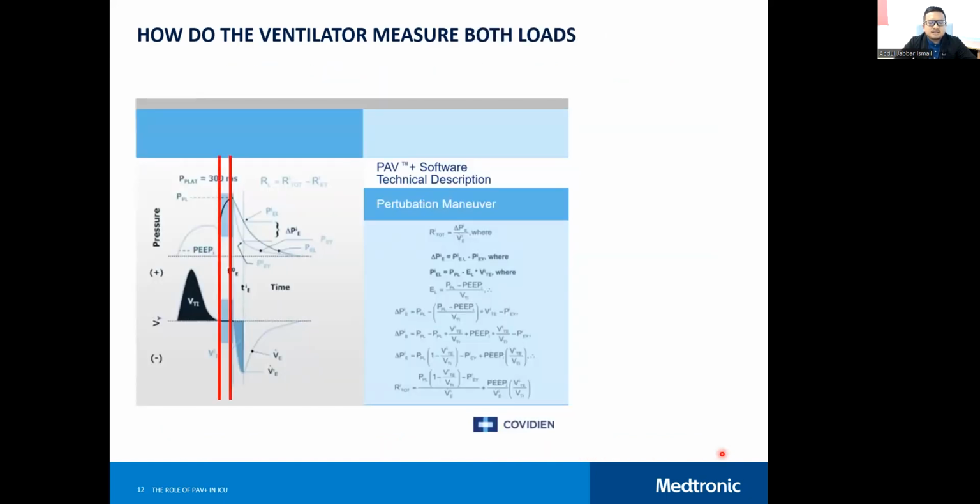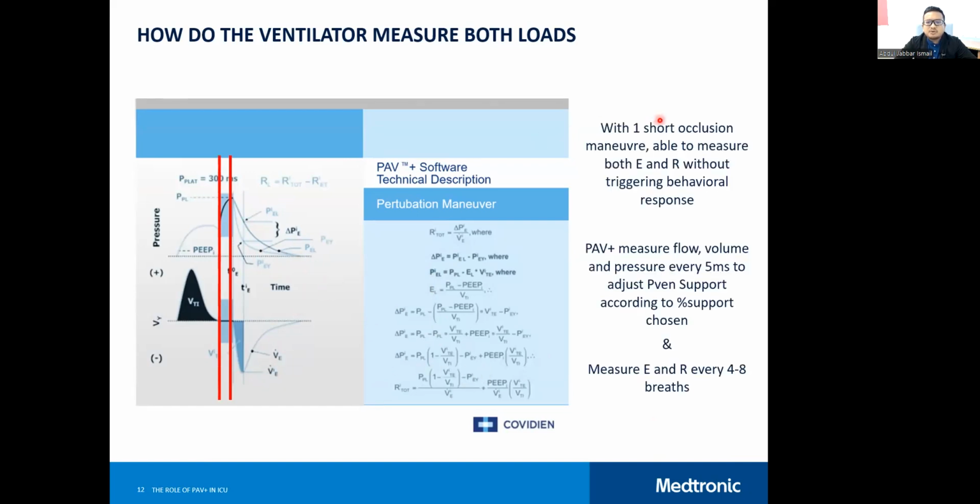As you can see here, this is the actual mathematical formula used once they occlude. They measure the airway pressure exponential decay, as well as the expected plateau pressure decay from the mathematical formula, and then the peak expiratory flow rate, to calculate the resistive load. So with one shot occlusion maneuver, the machine is able to measure both E and R load without triggering behavioral response, just for 300 milliseconds. PAV plus measures flow, volume, and pressure every 5 milliseconds to adjust P vent support according to the percentage support chosen.